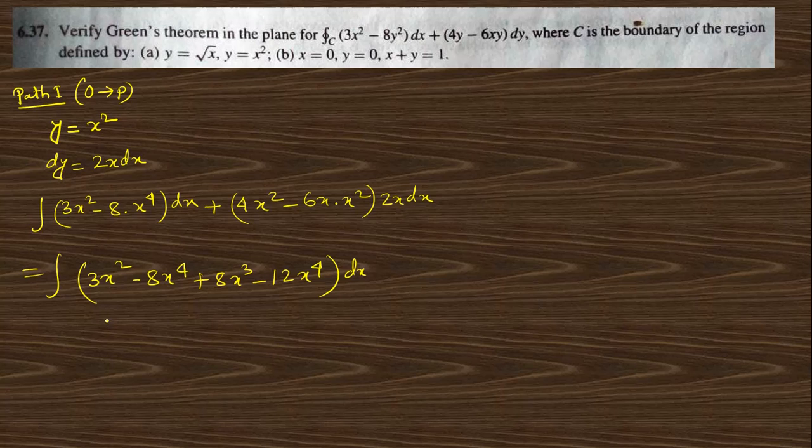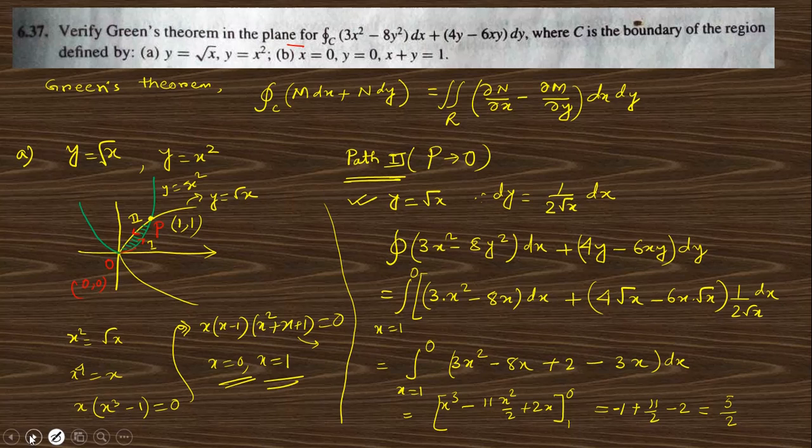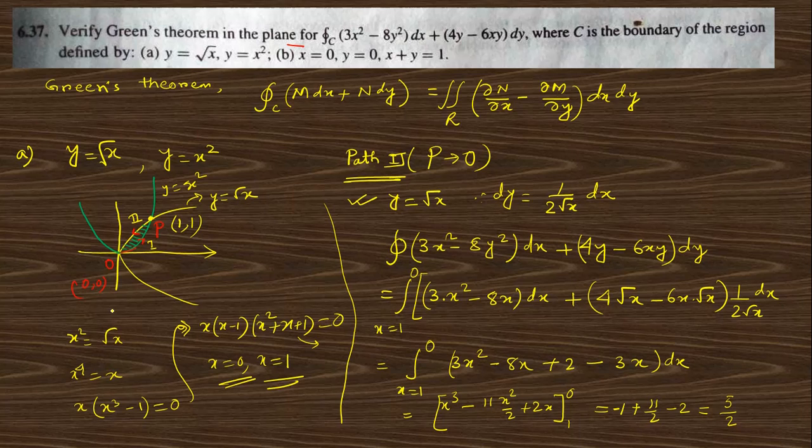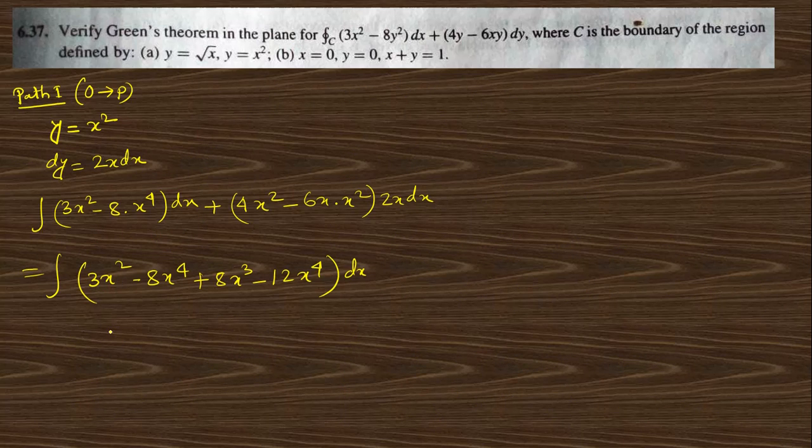Right? So sorry, here the limit will be 0 to 1. X will be 0 to 1. So if we integrate, this becomes x cube by 3. So this will be x cube, and this is the 8x to the power 4 by 4, that is 2x to the power 4, and this is 20x to the power 5 by 5, that is minus 4x to the power 5, 0 to 1, that is 1 plus 2 minus 4, that is minus 1.